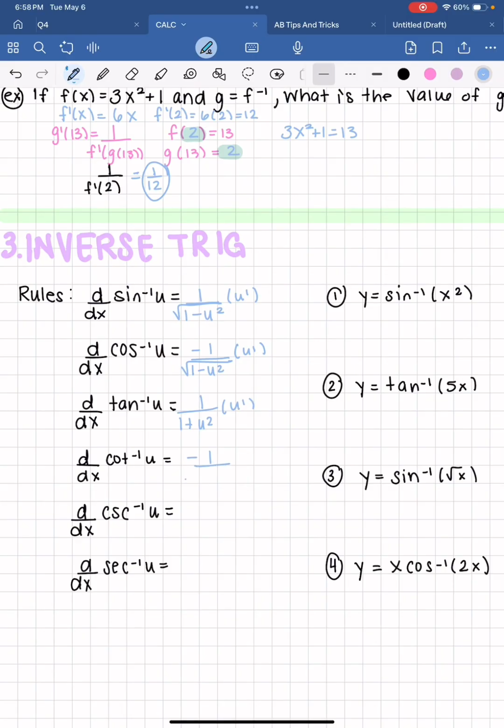Arc cotan is the negative of it. And these last two are very, very rarely on the AP. Arc cosecant is negative 1 over the absolute value of u, square root of u squared minus 1, times u prime. And then arc secant is the same thing without the negative.